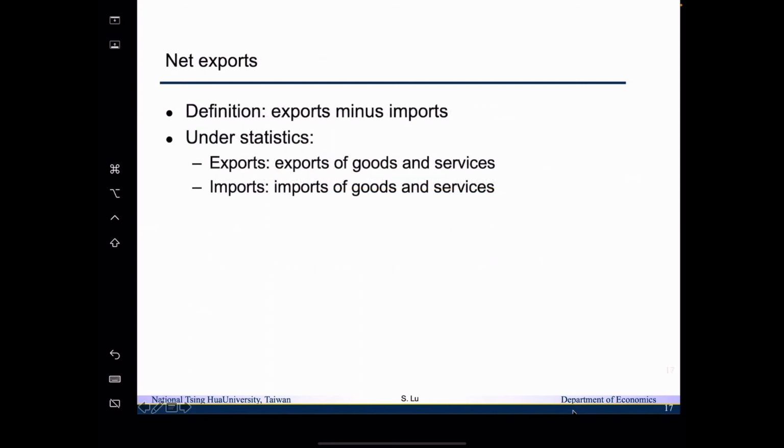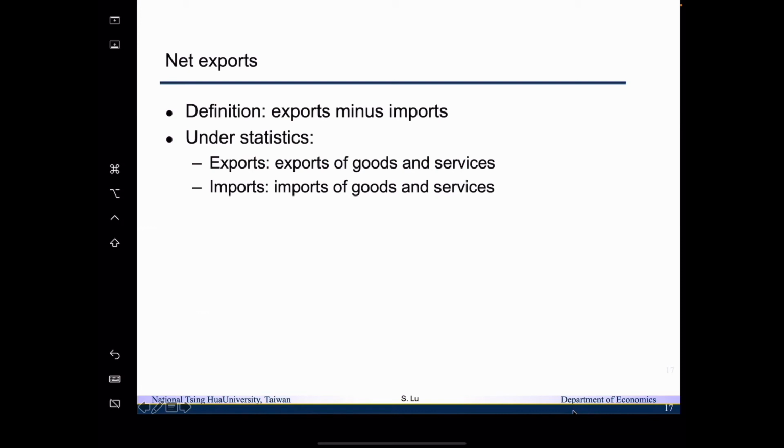Net exports is exports minus imports. Under the statistics, exports are exports of goods and services, and imports are imports of goods and services. The reason why we look at net exports in GDP instead of exports and imports separately is because exports are goods that are produced domestically but consumed by people residing outside the country border. On the other hand, imports are goods that are produced outside the country border but consumed by people residing domestically.